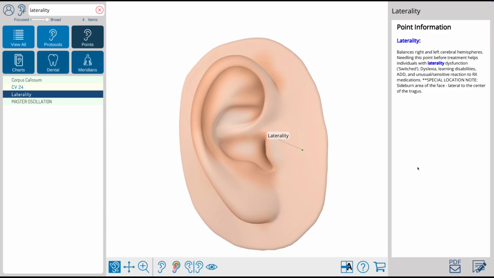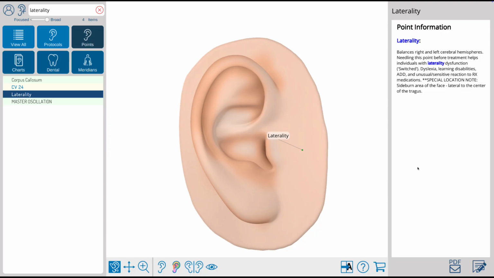Now, let me give you a quick clinical example. I had a patient who plateaued in her weight loss. She had done all the right things, clean diet, regular movement, full protocol of points, but nothing was really changing. We checked laterality. Sure enough, it was out. I treated it first. Everything shifted. Appetite stabilized, cravings dropped, and emotional clarity came back.